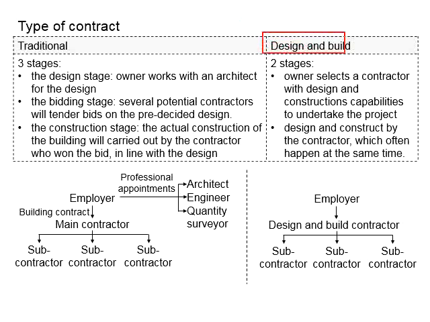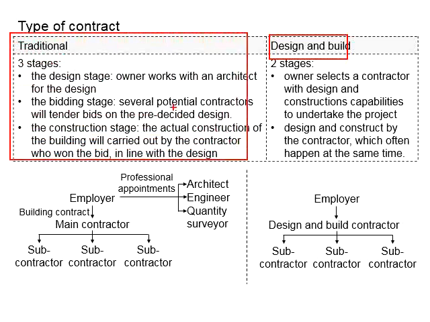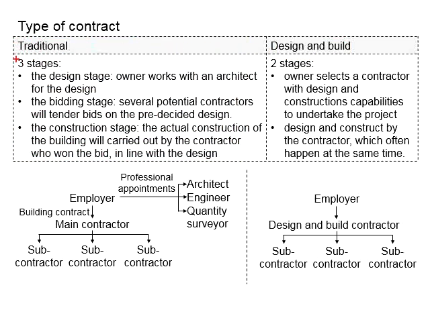Now let us look at the design and build project. This kind of project is slightly different from the traditional project. Instead of having 3 stages, it only involves 2 stages. In the first stage, the employer will select a contractor with the design and construction capacities to undertake the project. This kind of contractor is different from the other kind.